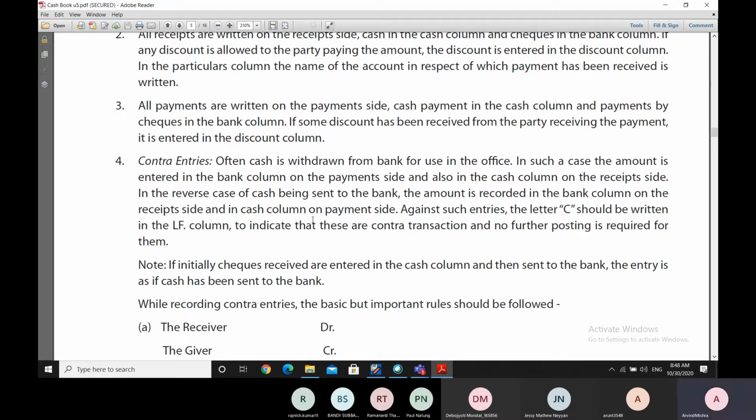Now we have to note here that if, let's say, some checks are received, and when checks are received by us, we enter them in the cash column and then send the checks to the bank. In that case, the entry would be as if the cash has been sent to the bank. So there would be a contra entry in that case.